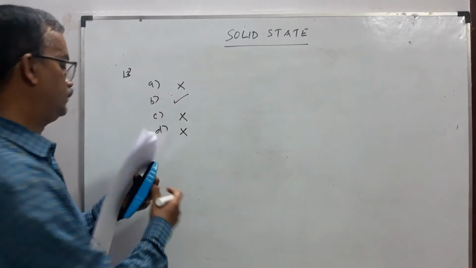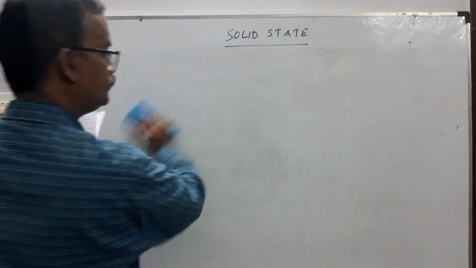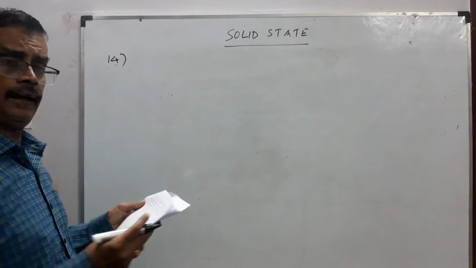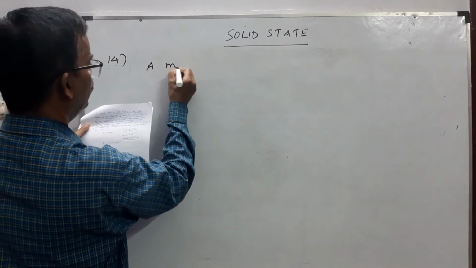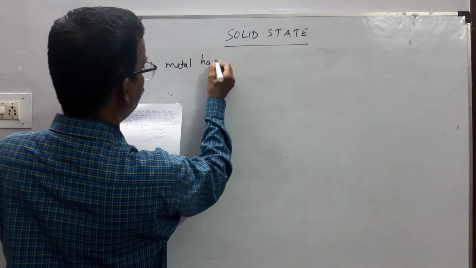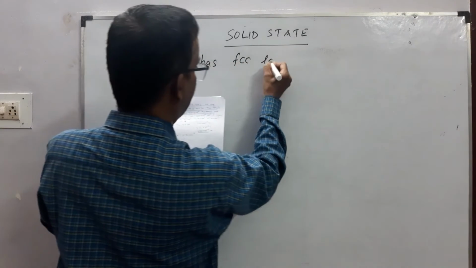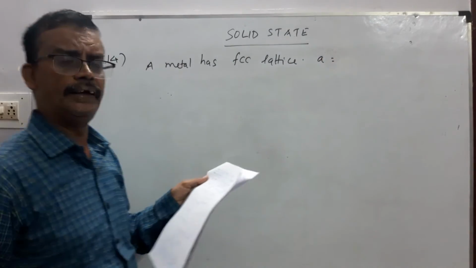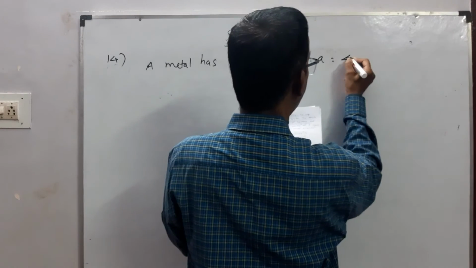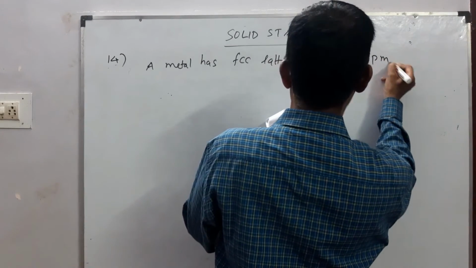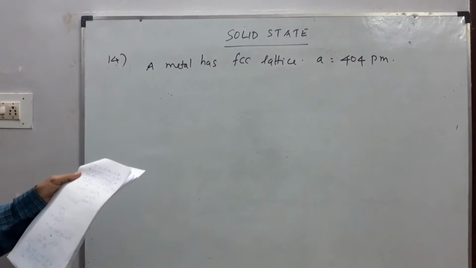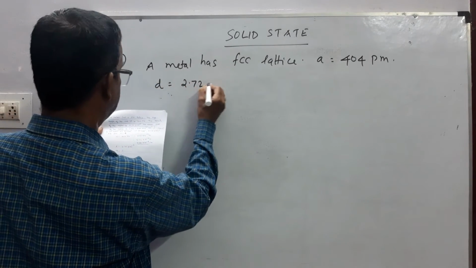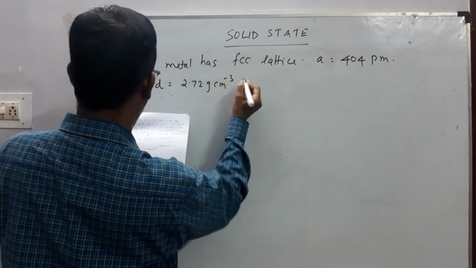Next question, 14th one. A metal has FCC lattice. The edge length of the unit cell, a value given, is 404 picometer. Edge length is given. Okay. The density of the metal, d, density given, 2.72 gram per centimeter cube.